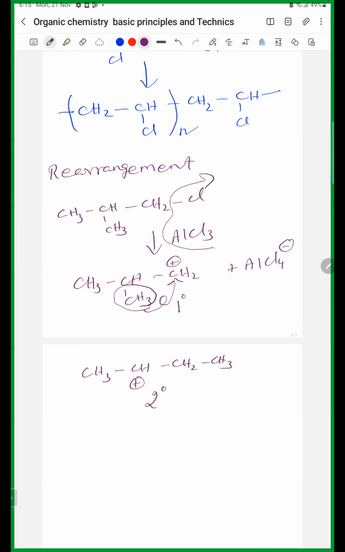And the isomerization reaction. So isomerization reaction, the same thing you can take.